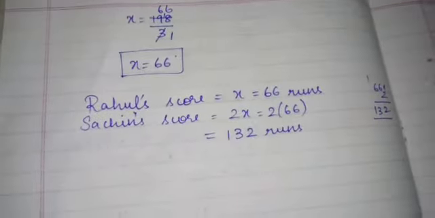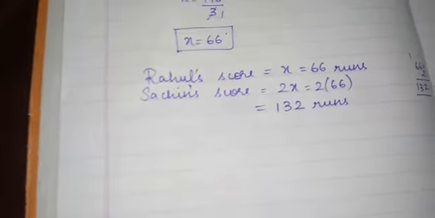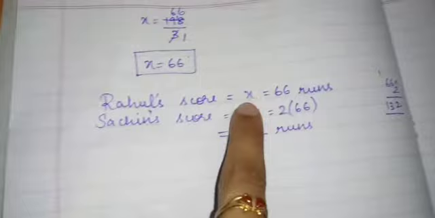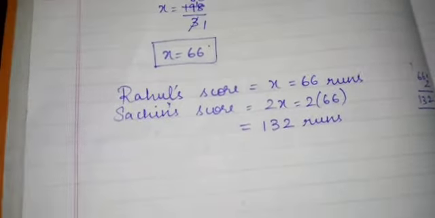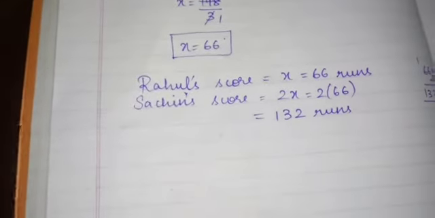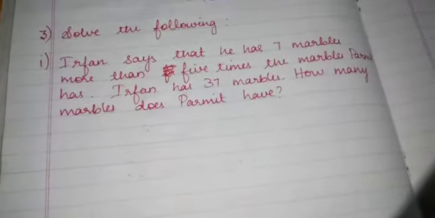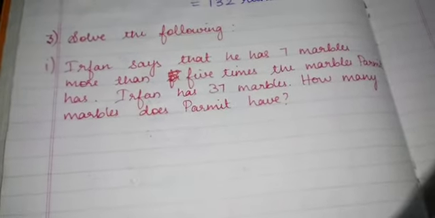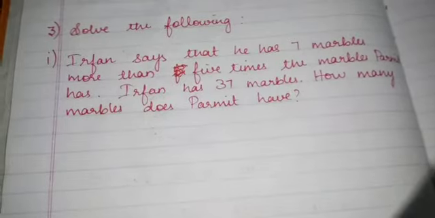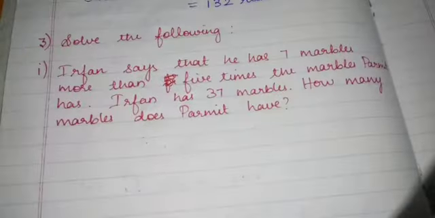This is how you should find it, because Sachin's score is twice Rahul's score. So if I take Rahul's score as x, Sachin's will be 2x. If I add both of them, it is 198. Understood? Next is your third problem. Solve the following. In the third problem also, we are going to solve that equation and find the solution for the given equation using the given statements.